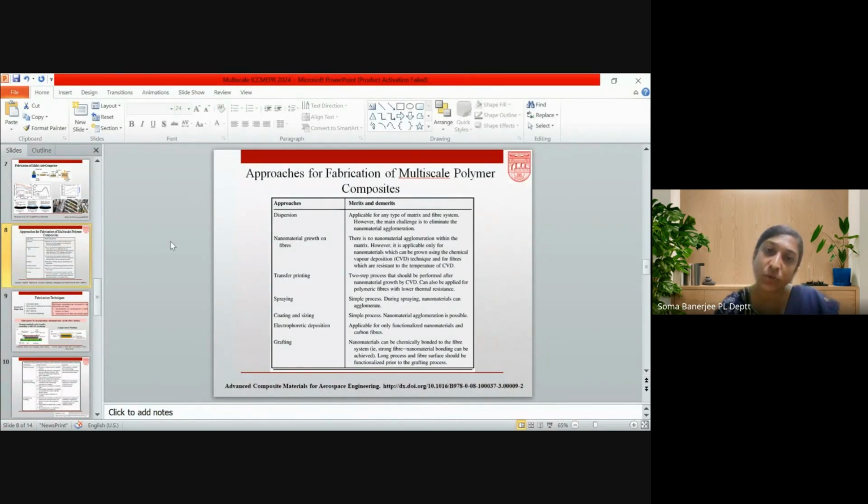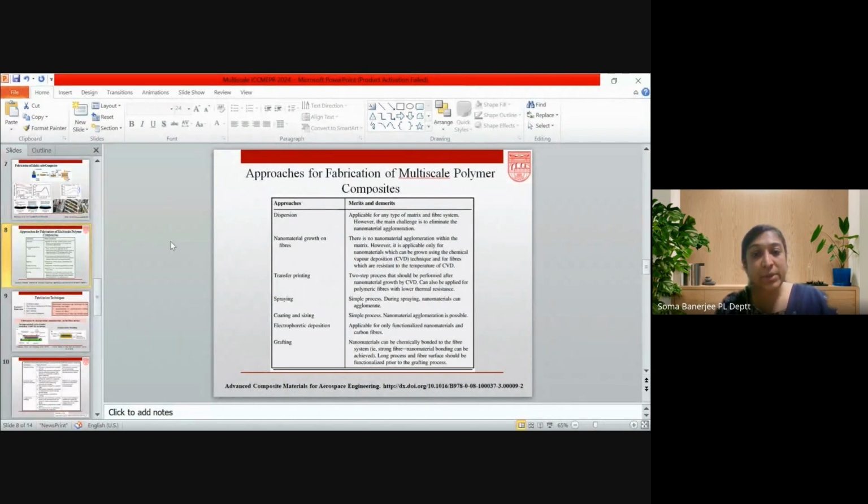note, I'm now coming to the different kinds of fabrication techniques that can be used for multiscale polymer composites. Mainly, we have to look at the dispersion and how we can improve it. The improvement of dispersion can be done by various techniques, like the coating we have talked about. Other techniques are growing the nanomaterials over the surface of the fiber. We can also make a solution of the nanoparticles and spray it over the surface of the fiber.